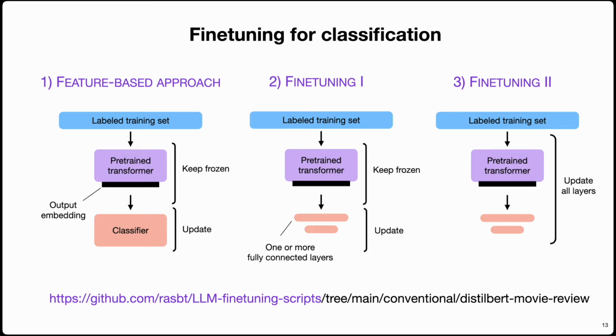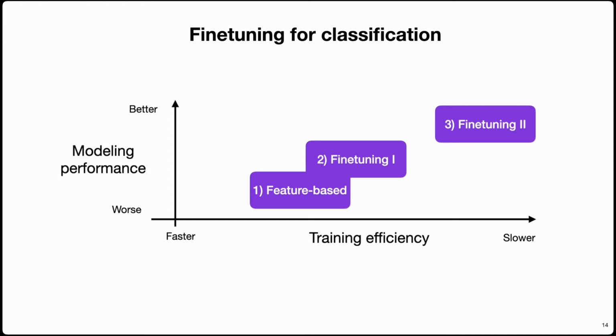the best performance. So here I have a rule of thumb chart where we go from fast to slow on the x-axis and from worst to best in terms of modeling performance on the y-axis. And usually I would order these as follows, where we have the feature-based approach, fine-tuning 1, and then fine-tuning 2, updating all the layers. So usually the more layers you update, the better your performance.